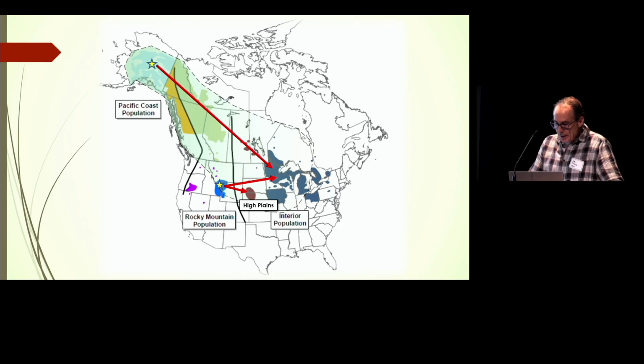So one of the interesting things here is that these different populations have different migratory characteristics. So the Pacific Coast population in Alaska migrates down the west coast, whereas the Rocky Mountain population is non-migratory. And so we've got a mix of these birds that have been used to reintroduce and build up the interior population.